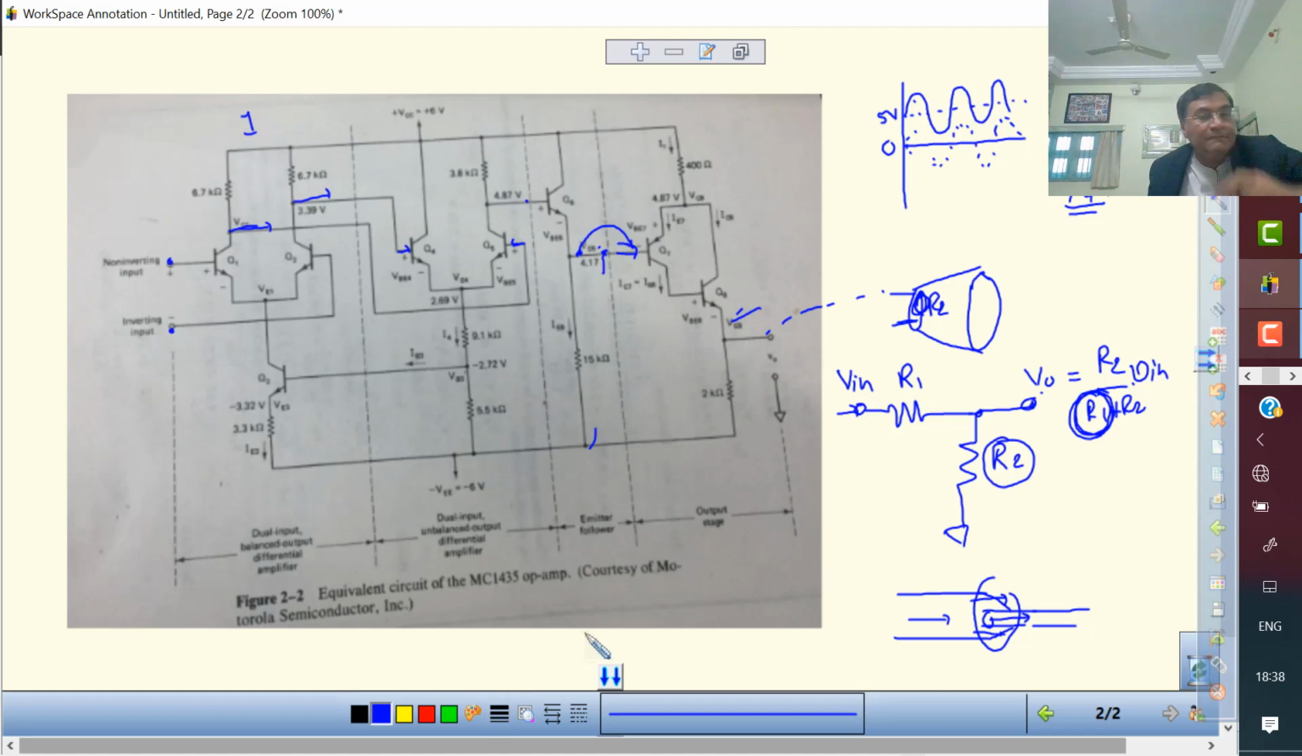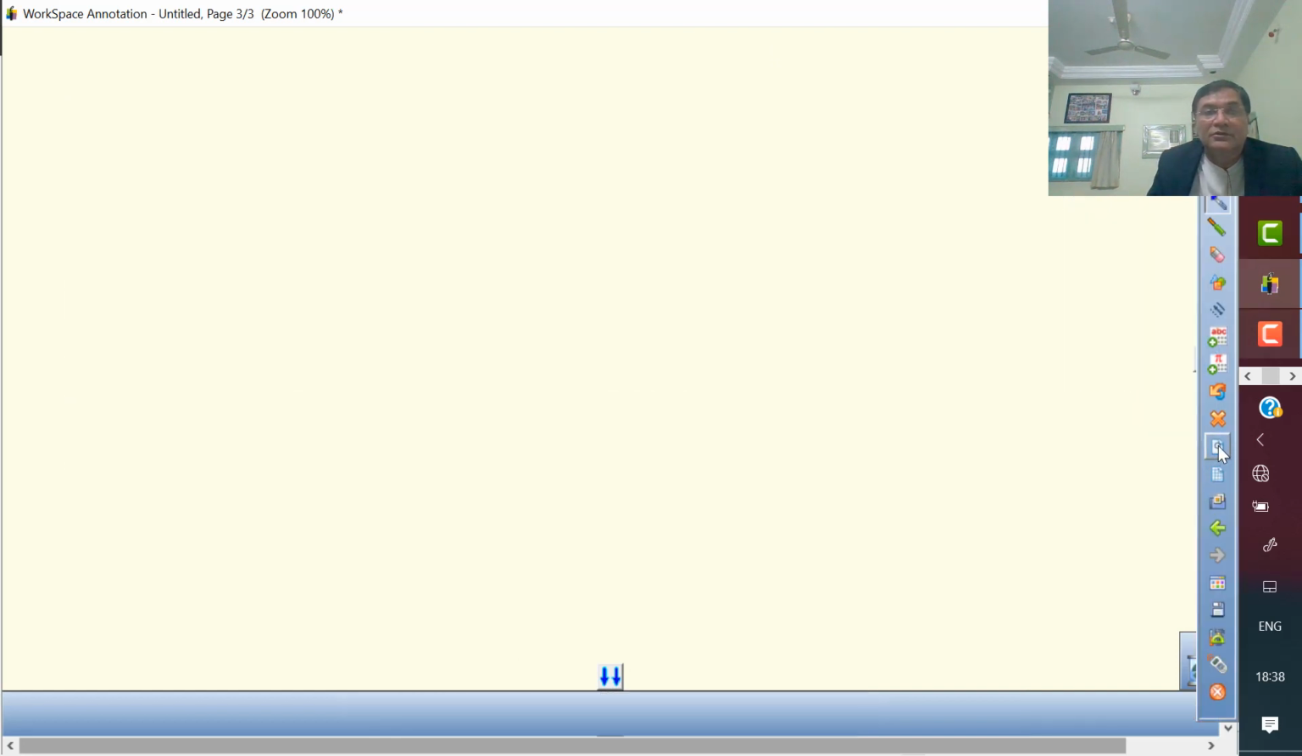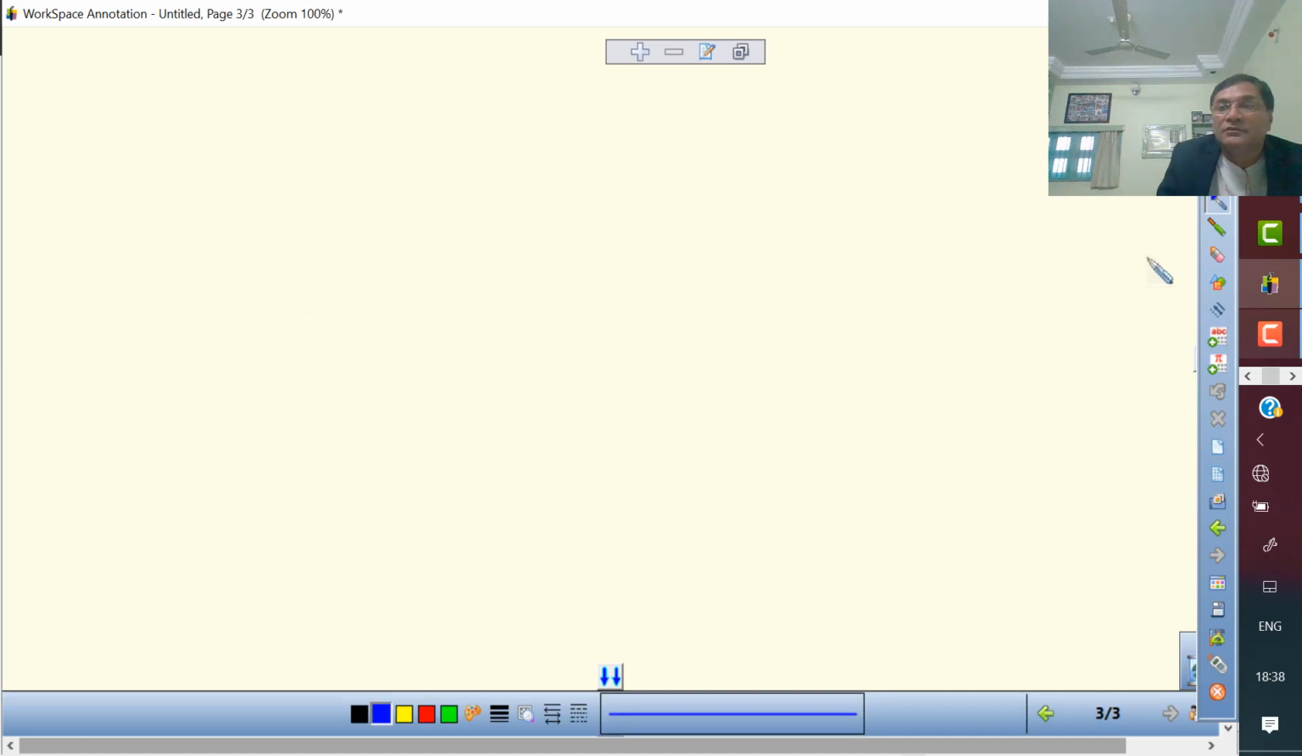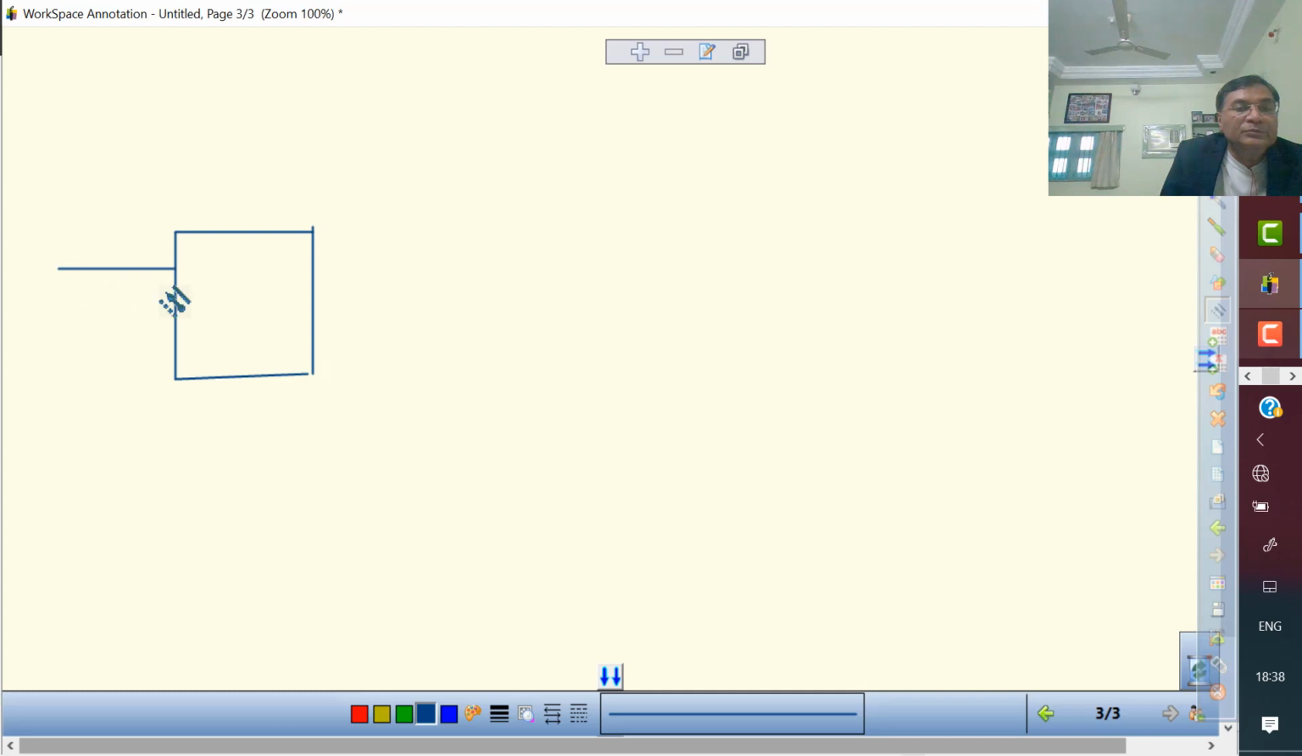Okay, so this is the thing. So these are the four blocks. Again I repeat, and so many times this question can be asked also. So I explain the block diagram of op-amp. If I draw it, then suppose this is my first block. It has two inputs and two outputs. It is called dual input balanced output.